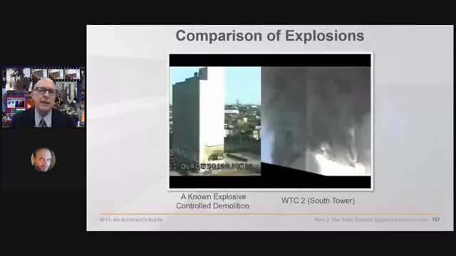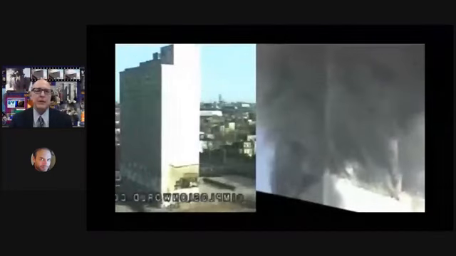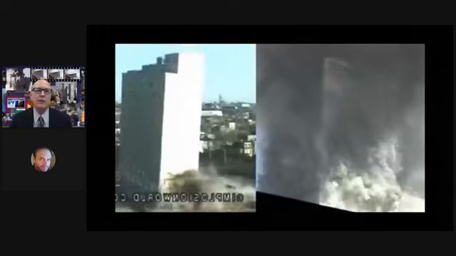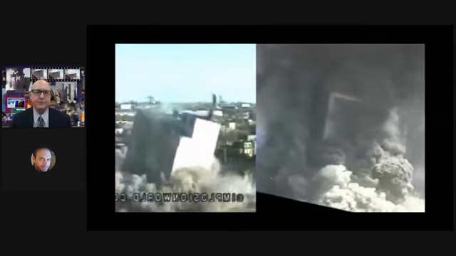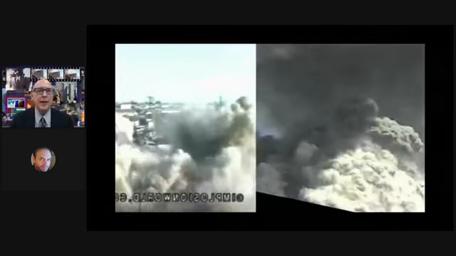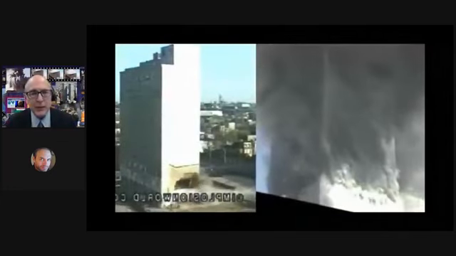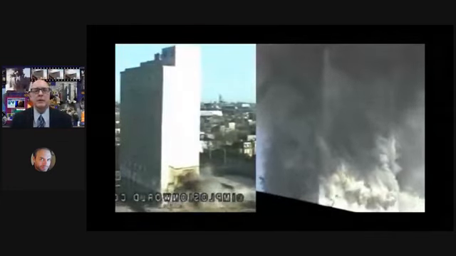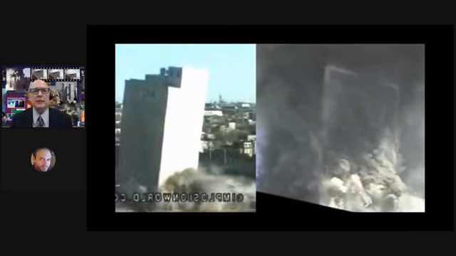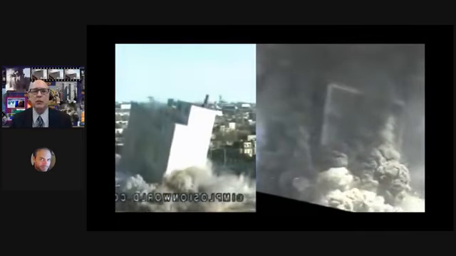Let's look at the south tower in comparison to a known controlled demolition on the left. Is there any similarity? Enough similarity to warrant an investigation into the possible use of explosives? Especially since it looks exactly like a controlled demolition?